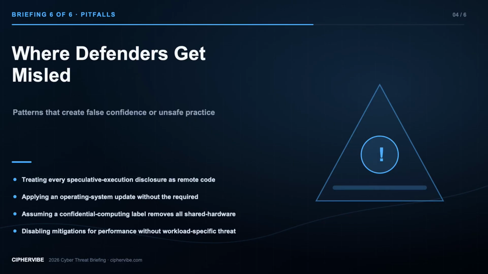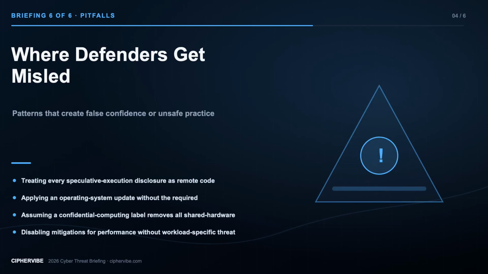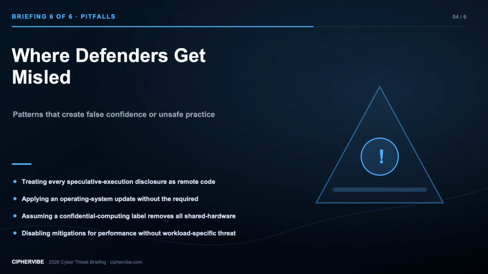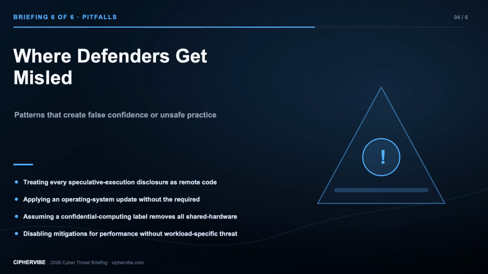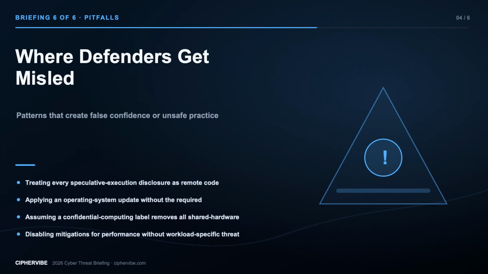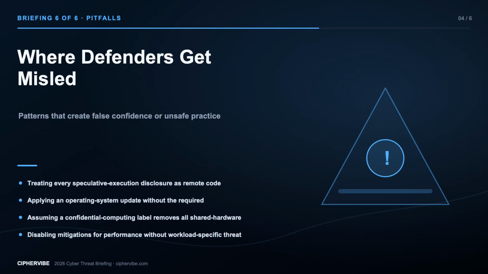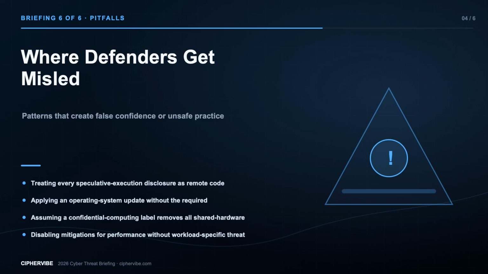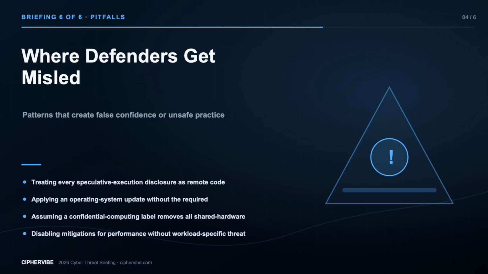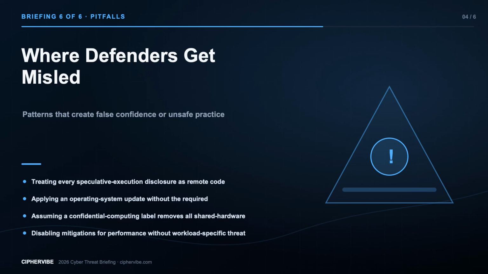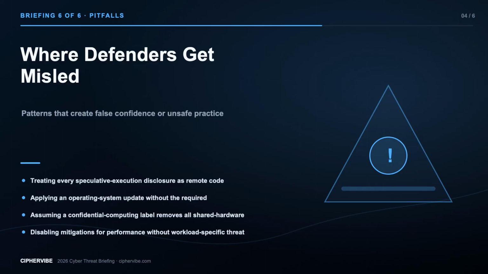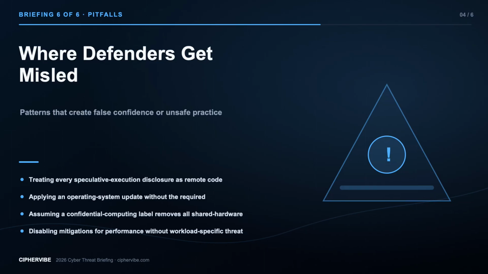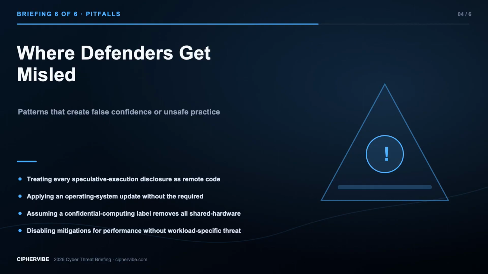First, treating every speculative execution disclosure as remote code execution exaggerates impact and hides the prerequisites that determine real exposure. Second, applying an operating system update without the required microcode, firmware, hypervisor, or configuration change can leave mitigation incomplete. Third, assuming a confidential computing label removes all shared hardware risk ignores the attested trusted computing base and product-specific advisories.